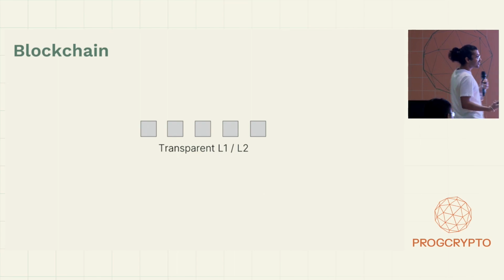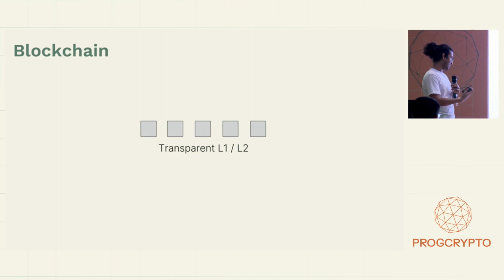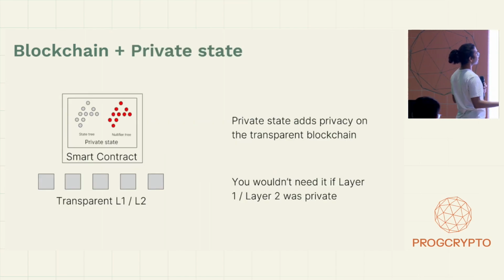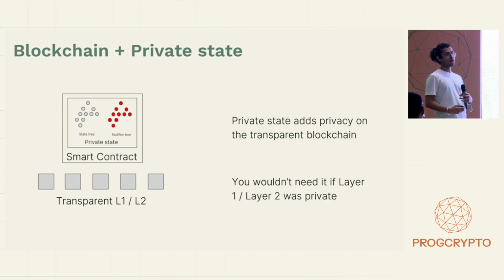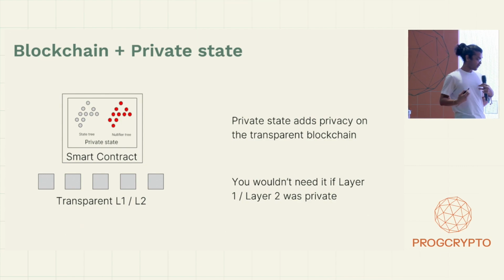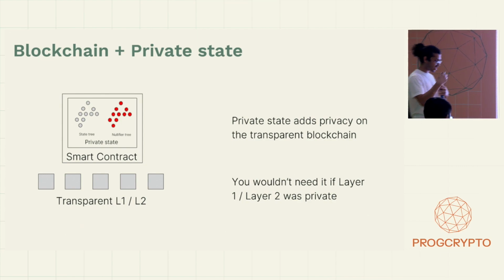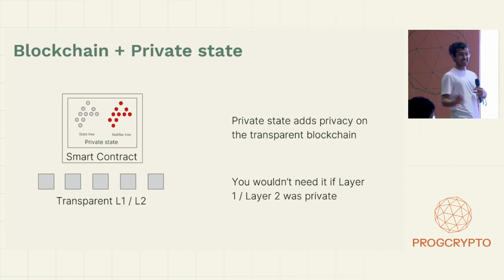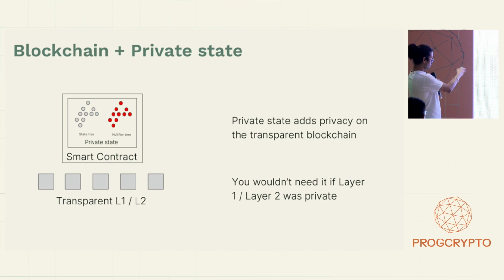Okay, so the second thing that you need is a transparent layer 1, layer 2. And that's a blockchain. And since we are building hidden information games, we need a notion of a private state. We need a way to hide information. And the way we would be doing it right now is by building a very vanilla state nullifier model inside a smart contract. So you have a private state, we have a state tree and a nullifier tree, and the user state is stored inside this tree.